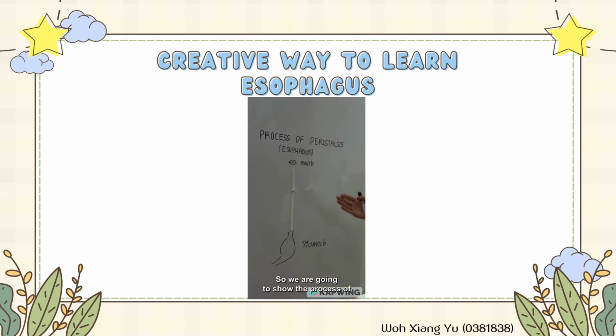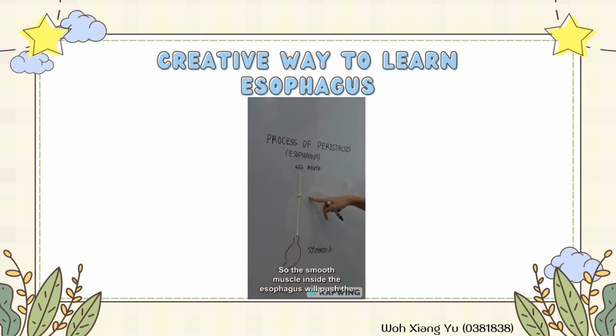So we are going to show the process of peristalsis inside our esophagus. So we are using this balloon representing our esophagus. The smooth muscle inside the esophagus will push the food inside the esophagus from mouth to stomach like this. The smooth muscle will push it and push it until it's inside the stomach.